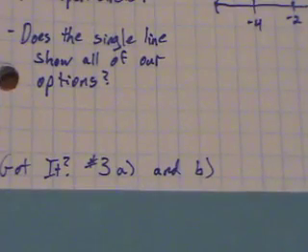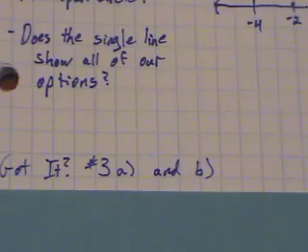All right, it is your turn to try a couple of these out. So Got It, number 3, page 392, letter A and letter B. I want to see the graphs.